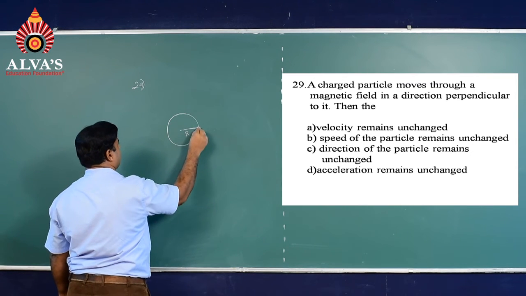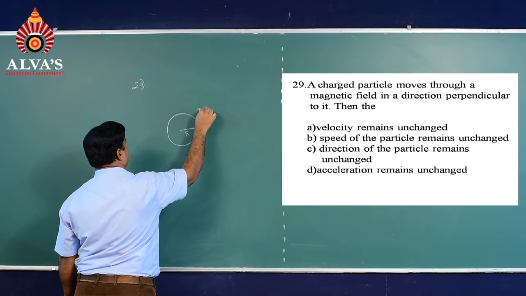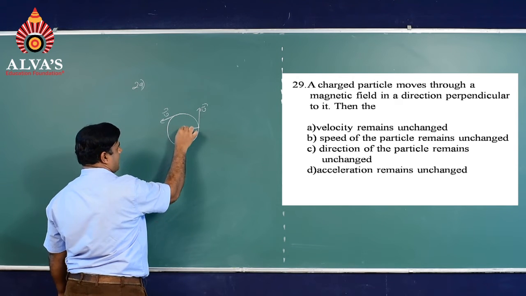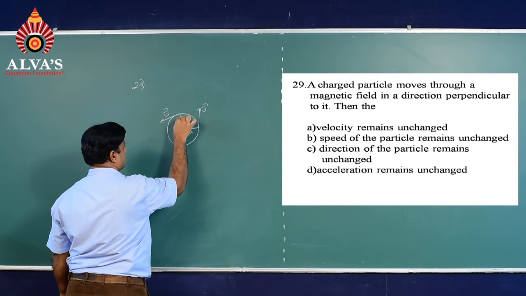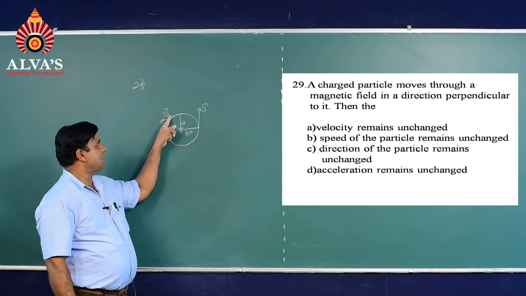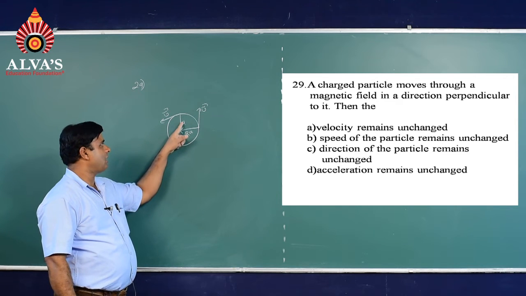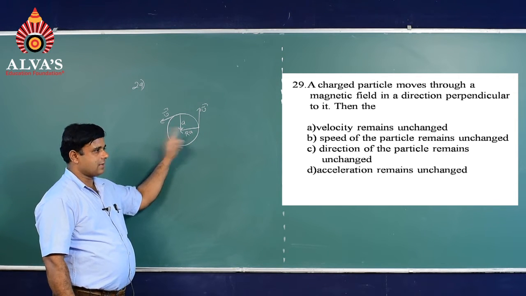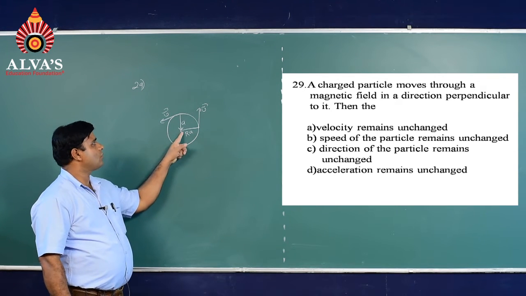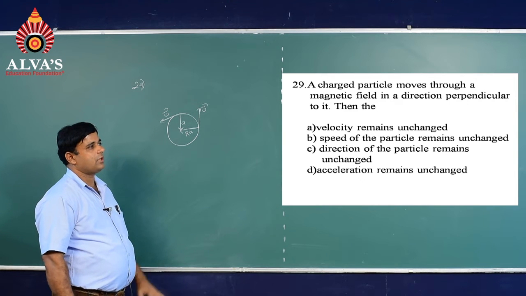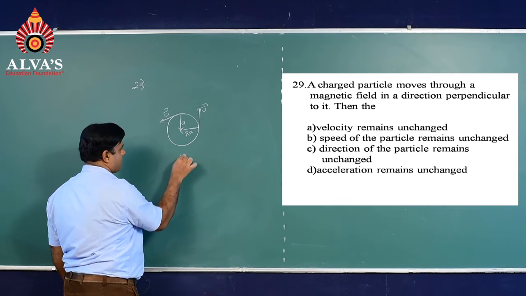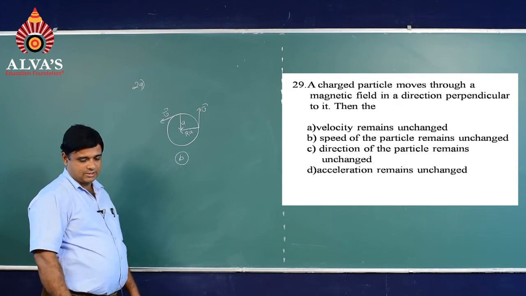It has velocity. If this is the direction of velocity, it continuously changes. There is acceleration towards the center whose direction is also continuously changing. So, since the direction of v changes, velocity is variable, and the direction of a changes, so a is also variable. Since force is acting perpendicular to the velocity, there is no change in the speed of the particle. So, the answer should be B, speed remains unchanged.